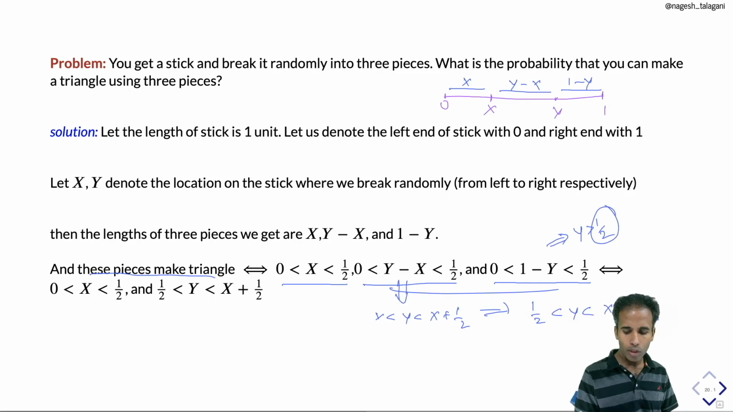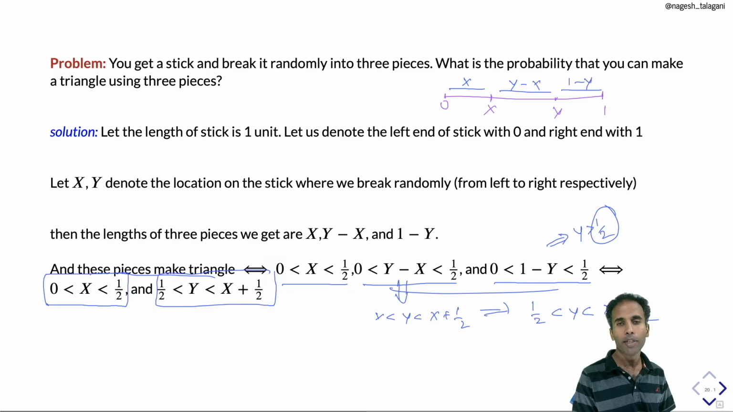Okay. So these three pieces make a triangle if and only if 0 less than x less than 1 by 2 and 1 by 2 less than y less than x plus 1 by 2. Okay. So fine.